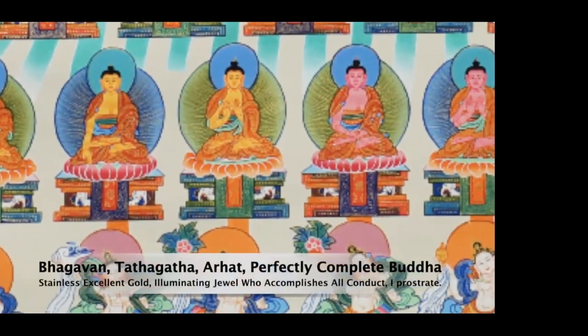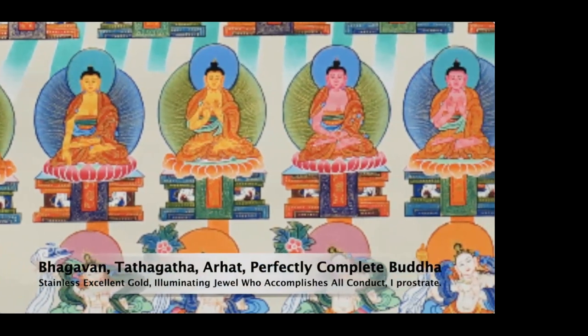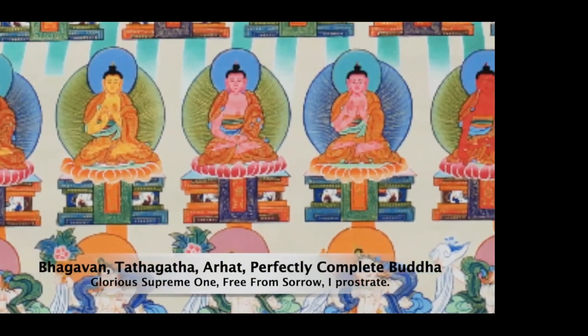To Bhagavan, Tathagata, Arhat, perfectly complete Buddha, stainless excellent gold, illuminating jewel who accomplishes all conduct, I prostrate. To Bhagavan, Tathagata, Arhat, perfectly complete Buddha, glorious supreme one, free from sorrow, I prostrate.